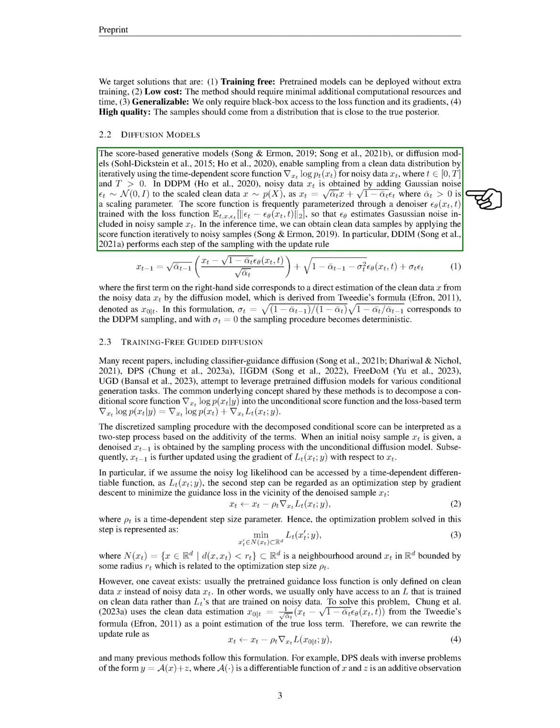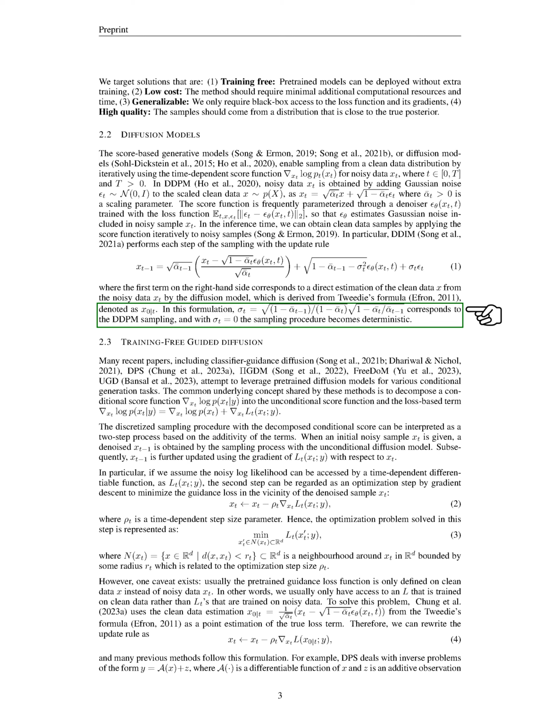We're using diffusion models, which allow us to sample from a clean data distribution by iteratively using a time-dependent score function for noisy data. In these models, noisy data is obtained by adding Gaussian noise to the scaled clean data. The score function is often parameterized through a denoiser trained with a loss function, so that it estimates the Gaussian noise included in the noisy sample. During the inference time, we can obtain clean data samples by applying the score function iteratively to noisy samples.